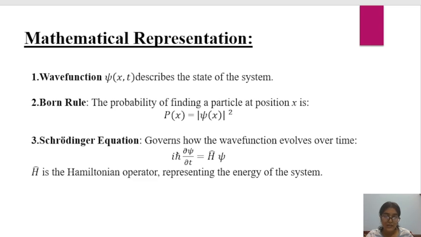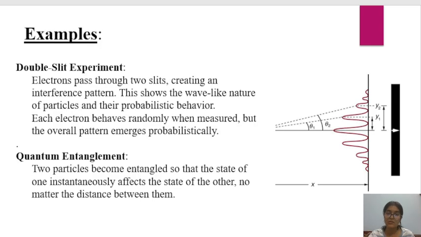Now, let's look at some examples of quantum probabilistic systems. One of the famous experiments is the double slit experiment, where particles like electrons show interference patterns indicating they behave like waves. However, when we measure them, they behave like particles and the wave function collapses and the exact location is determined. Another example is quantum entanglement.